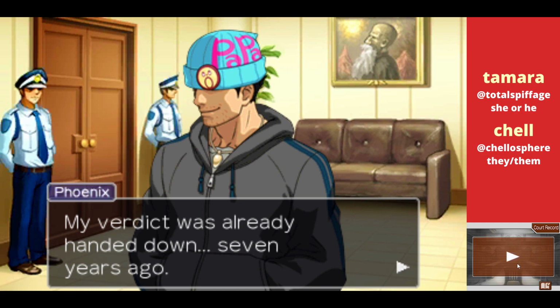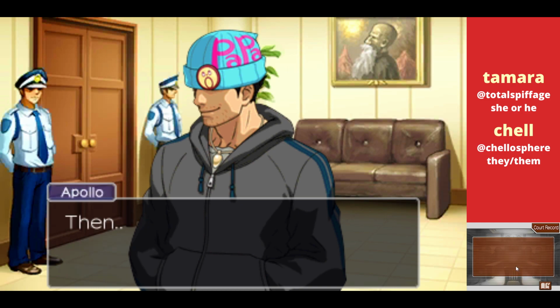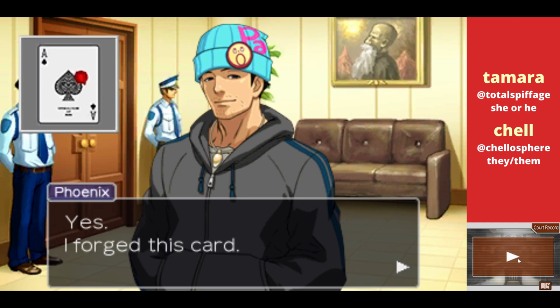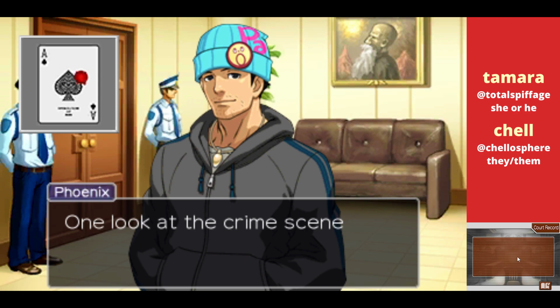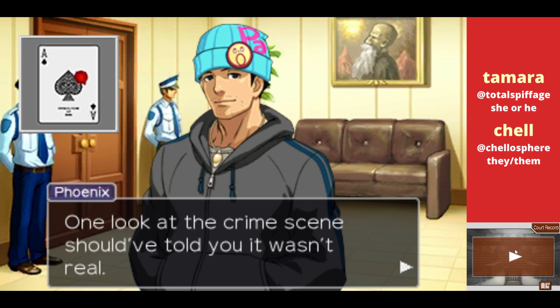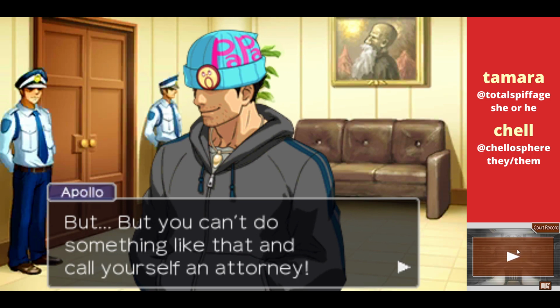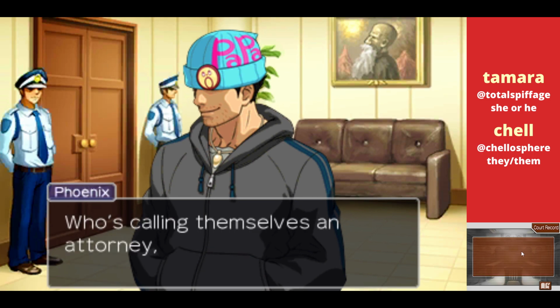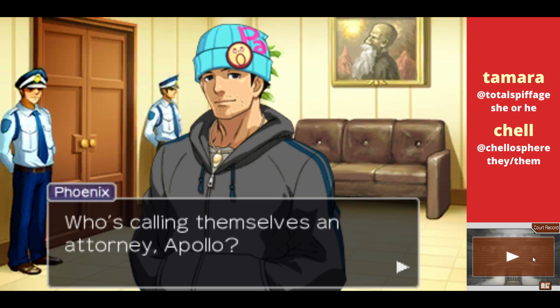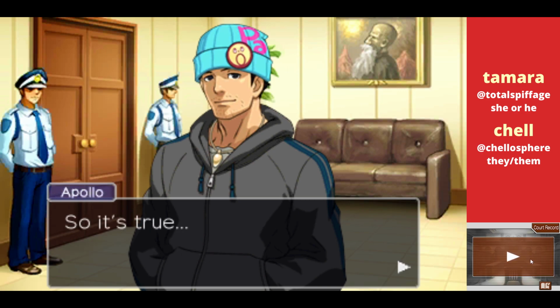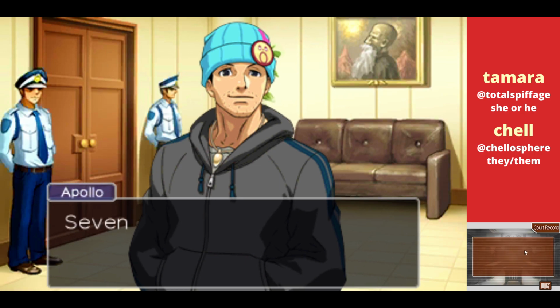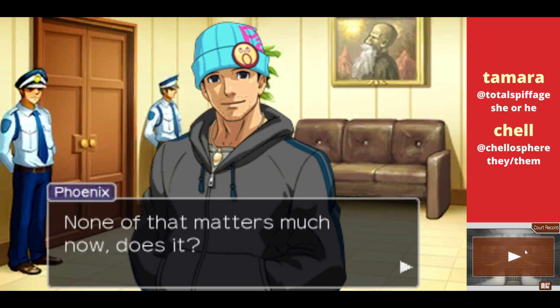My verdict was already handed down 7 years ago. Then you really... Yes, I forged this card. One look at the crime scene should have told you it wasn't real. But you can't do something like that and call yourself an attorney. Who's calling themselves an attorney, Apollo? So it's true. The rumor is true. 7 years ago. None of that matters much now, does it?